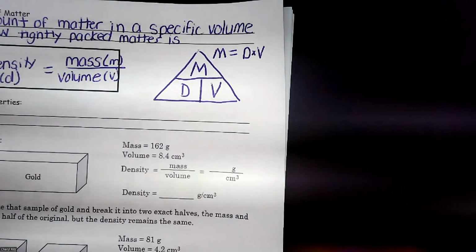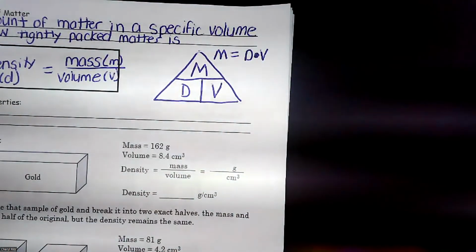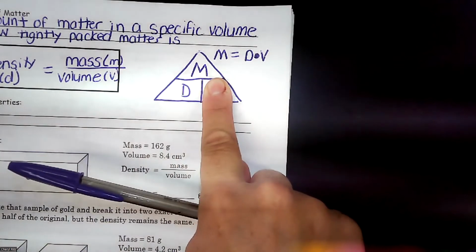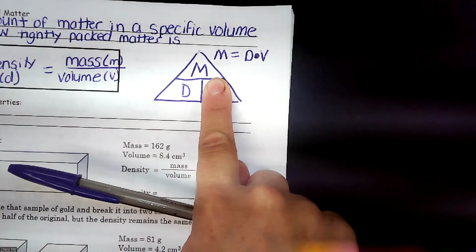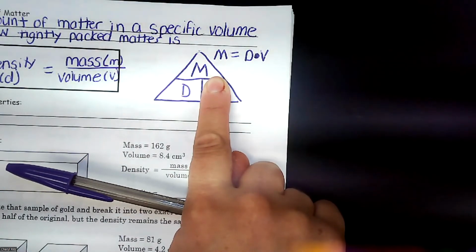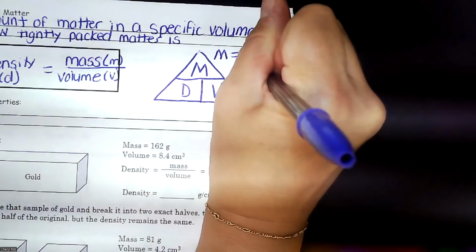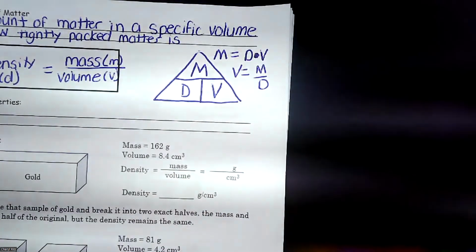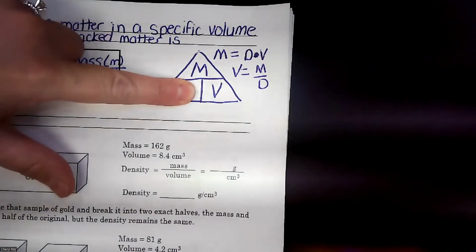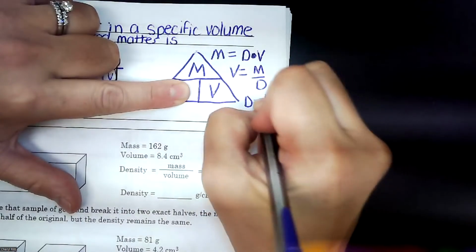So how do we find the volume? Do you know how to find the volume then? Cover up the V. You cover up whatever it is you're looking for. Now we're left with M on top of D. In math class, what do you do if there's a number on top of the other number? Divide. So V equals M over D. That means to divide. And if you forgot, density equals M over V. I can put that one there too. D equals M over V.